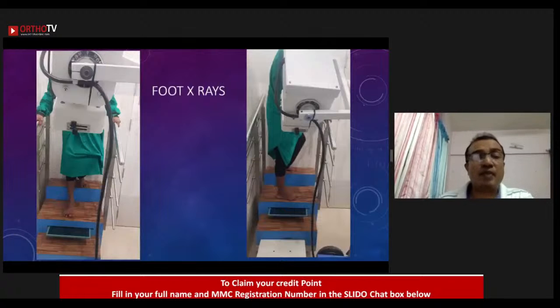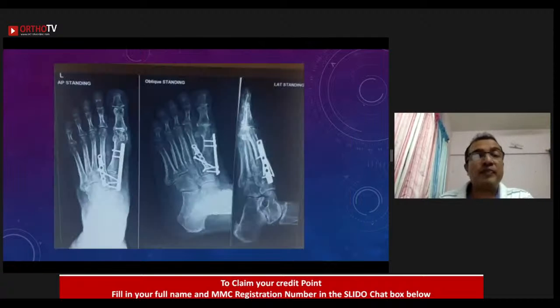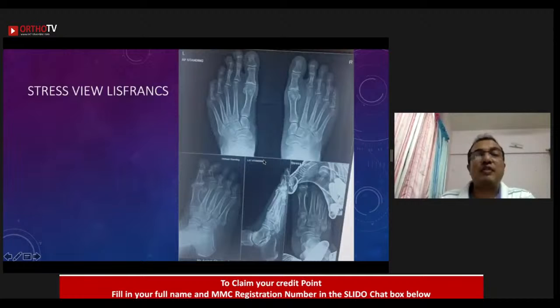Foot X-rays are very important. Again, standing X-rays, if it is possible, it is good. We take them this way. And always see in standing AP view, lateral border of first metatarsal should be in line with the lateral border of first cuneiform. Medial border of second metatarsal should be in line with medial border of second cuneiform. In oblique, medial border of third metatarsal to the medial border of third cuneiform, and so with the fourth metatarsal as well. And also the lateral view one should see.